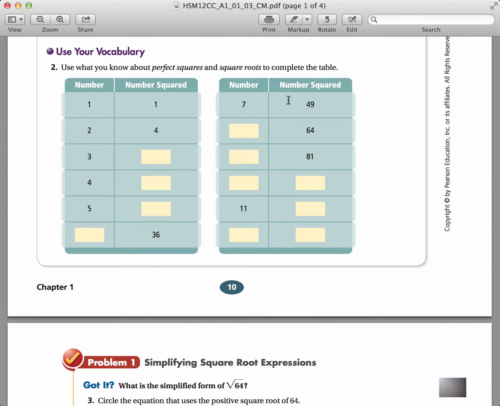Let's go up here. We know that 7 is the square root of 49. What's the square root of 64? 8. What's the square root of 81? 9. What would be the next number? If we went 7, 8, 9, we'd have 10. 10 would go in this box. The square of 10 is 100. The square of 11 is 121. And then we'd have 12 in this box, and the square of 12 is 144.